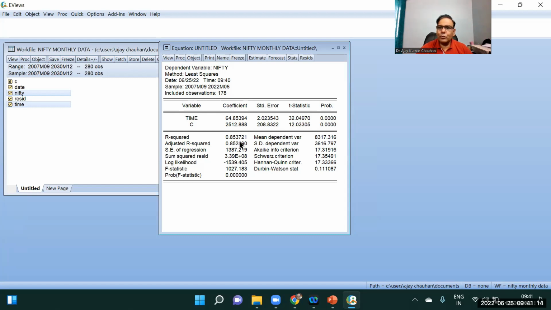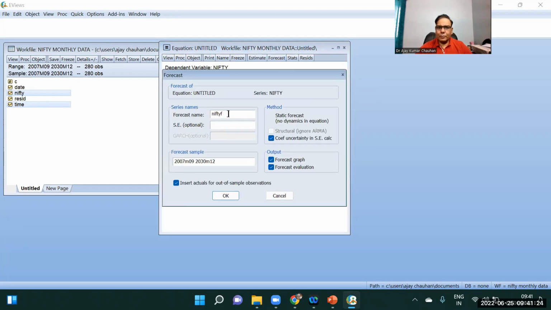So now we want to do the forecasting. Just click on this forecast. You can see this option, forecast. Click on forecast. The new series name is trend forecasting.